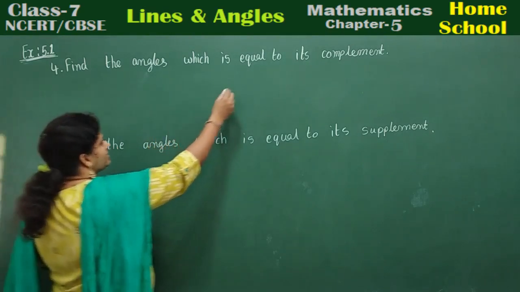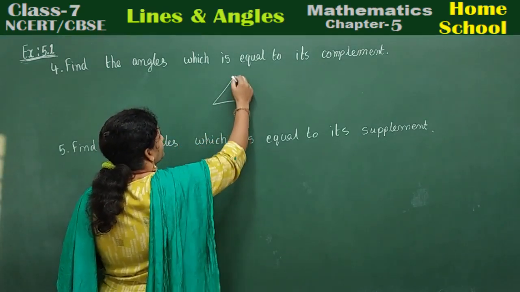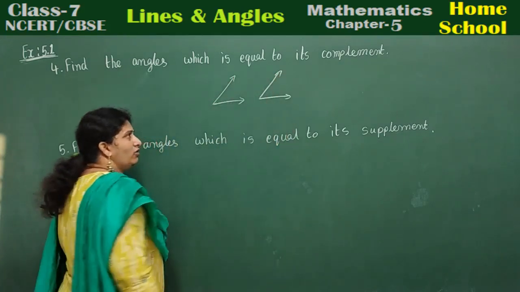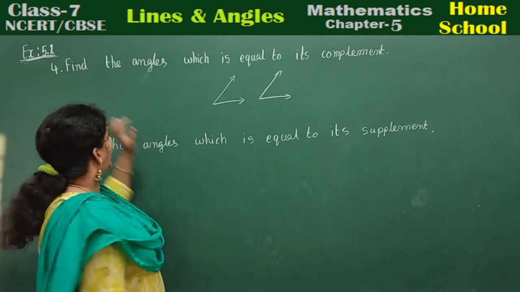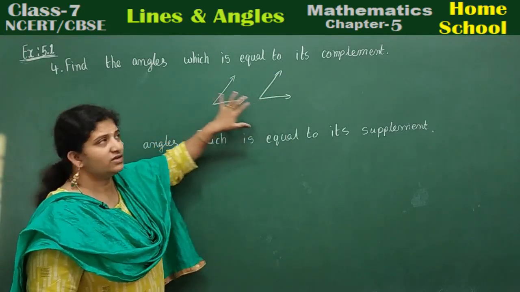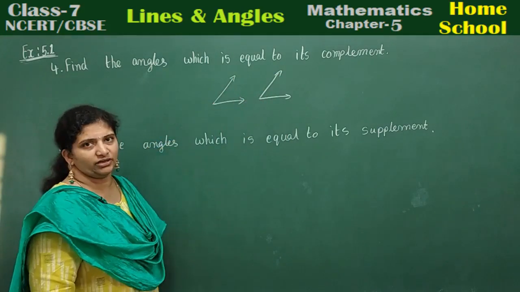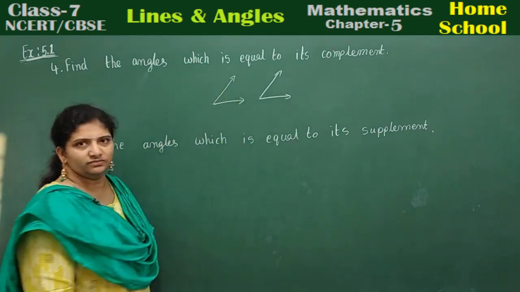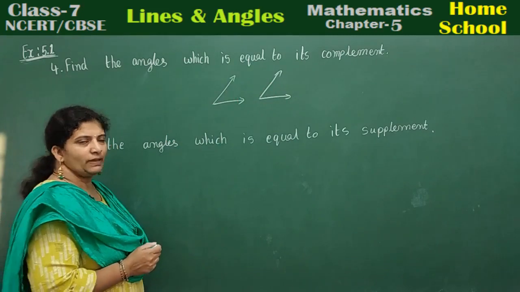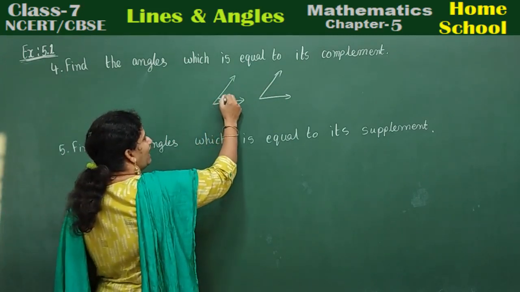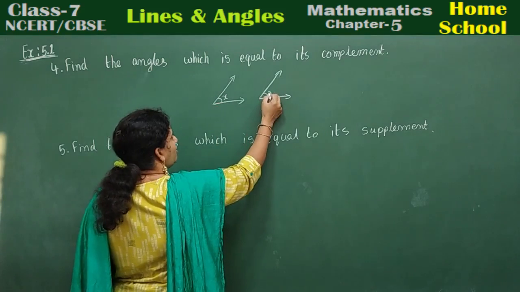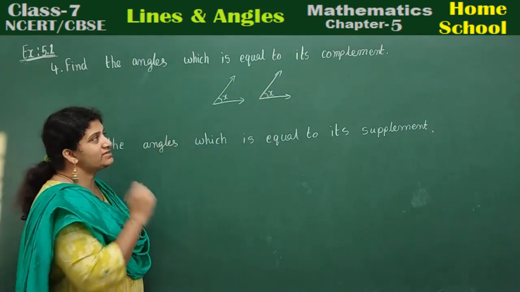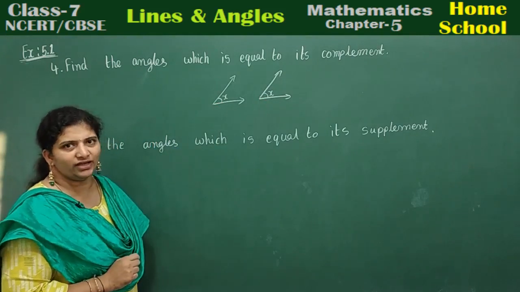What do you mean by this? Okay, let me take two angles. This angle I don't know and this angle I don't know. They gave a question, find the angles which are equal to their complement. Suppose this angle and its complement are equal. Let us assume angle x. Then this angle also x. Two angles are equal. Then what is that value? X value you need to find out.